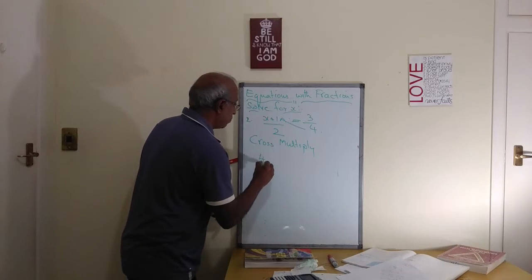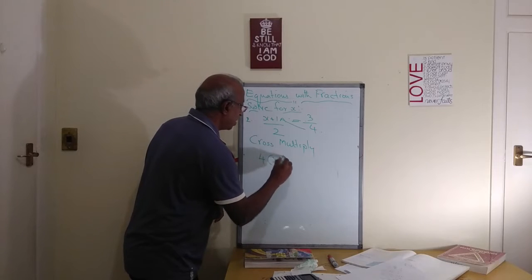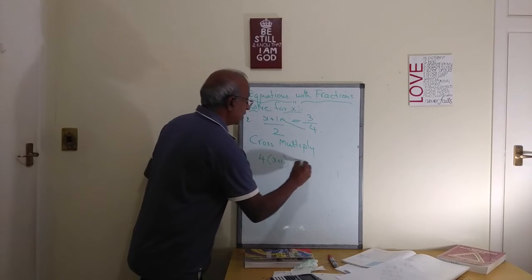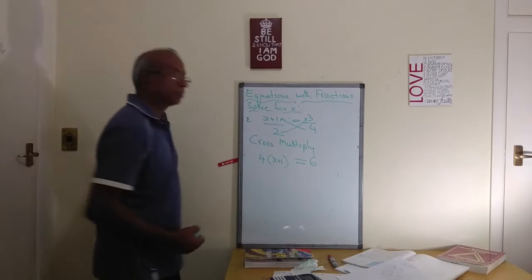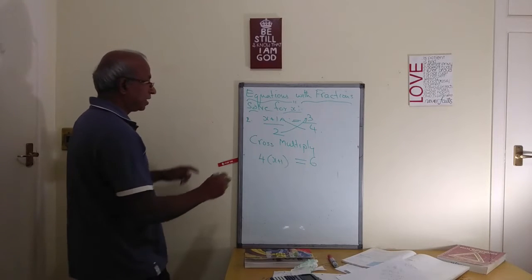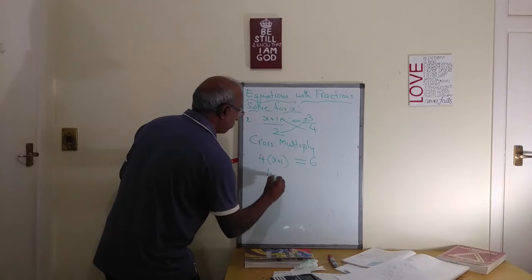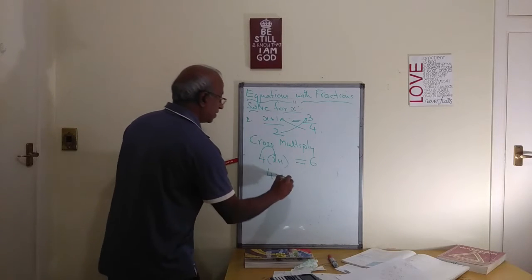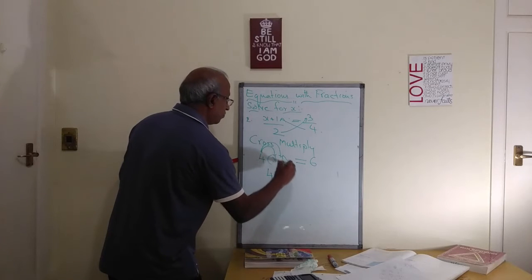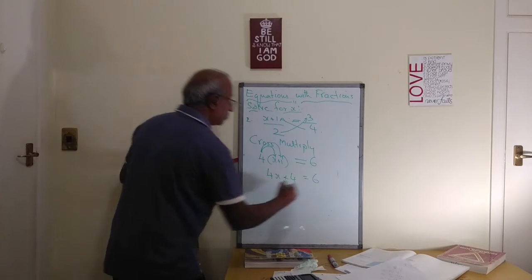That means we get 4 bracket x plus 1 and put that equal sign. You multiply this way, 2 times 3, we have 6. Now open the bracket. 4 times x, we have 4x. Put that plus sign. 4 times 1, we have 4. That is equal to 6.